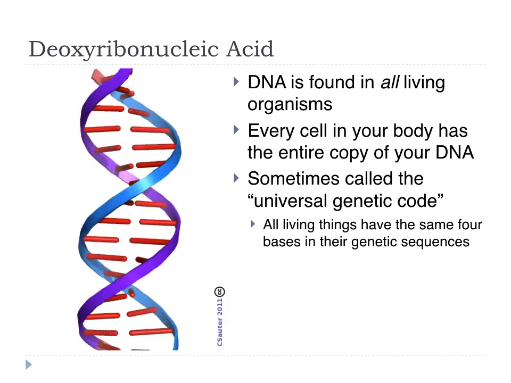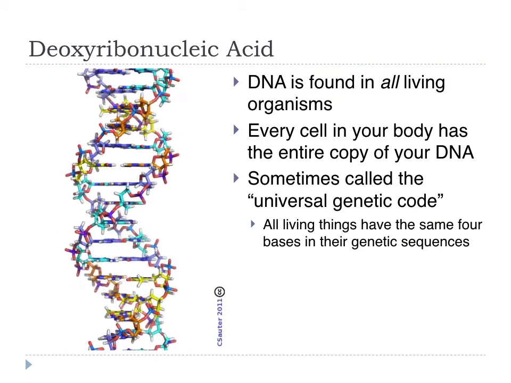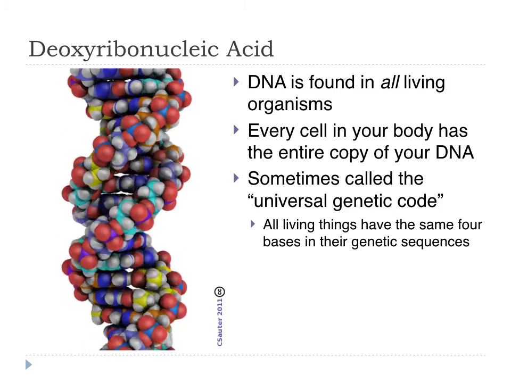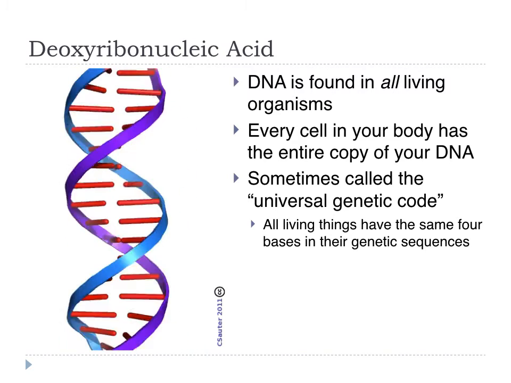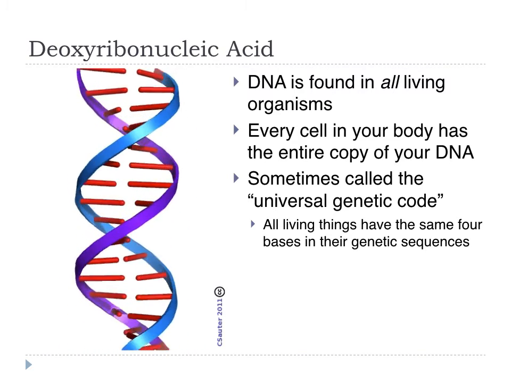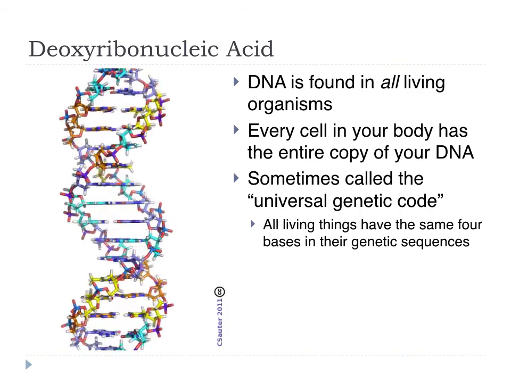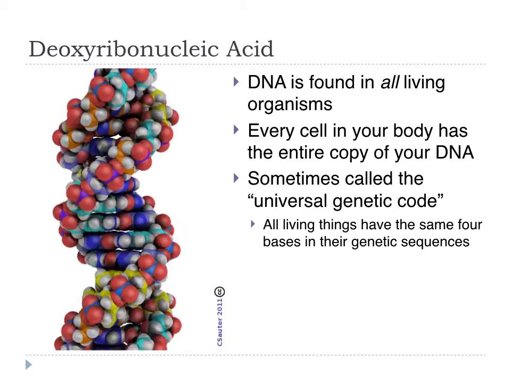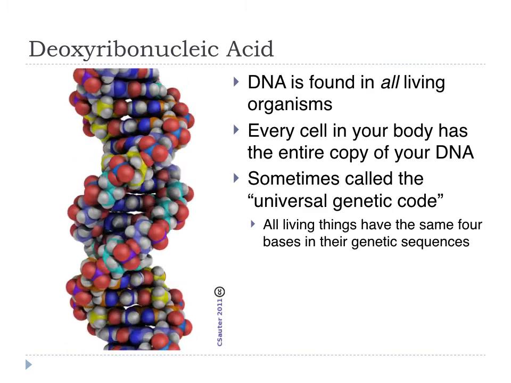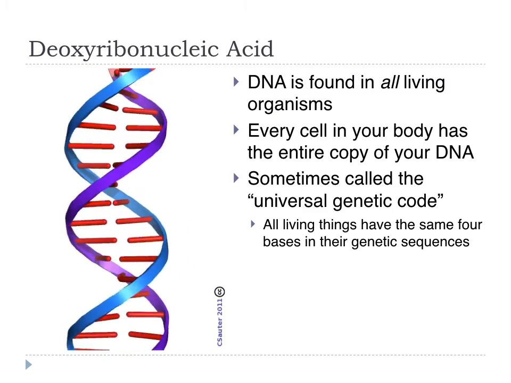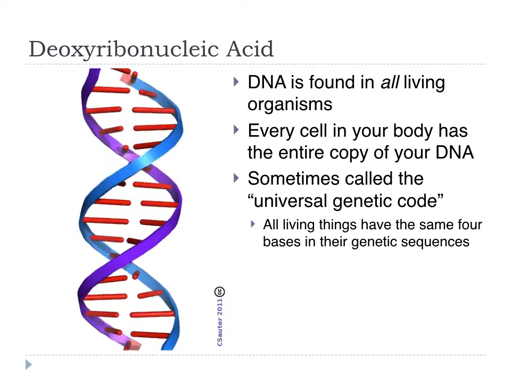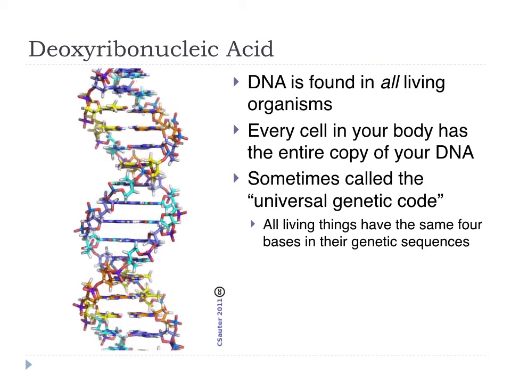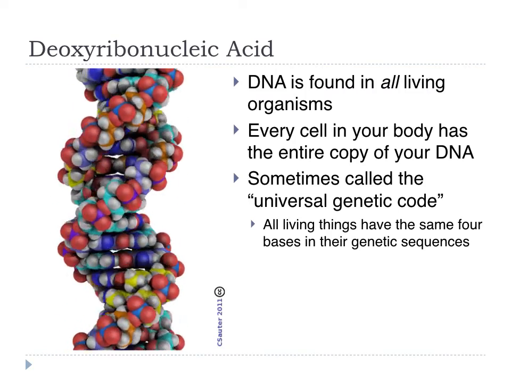So what is DNA? We've been talking about it. DNA holds the genetic code for all living organisms. It's found in every cell in your body. Every cell has an entire copy of the DNA, and that happens, remember, before mitosis. And DNA can also be called the universal genetic code. That is because every living organism on Earth has the same 4 bases: adenine, guanine, cytosine, and thymine. What makes each organism unique is the quantities and how those are arranged in the DNA.